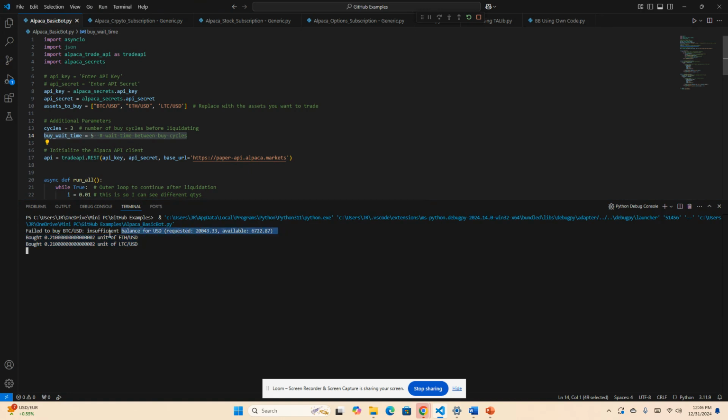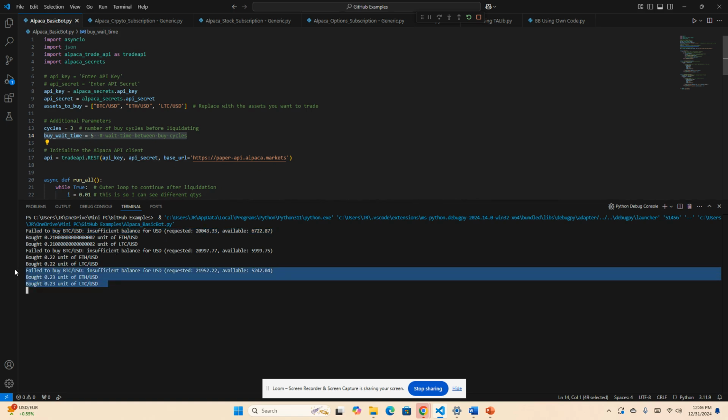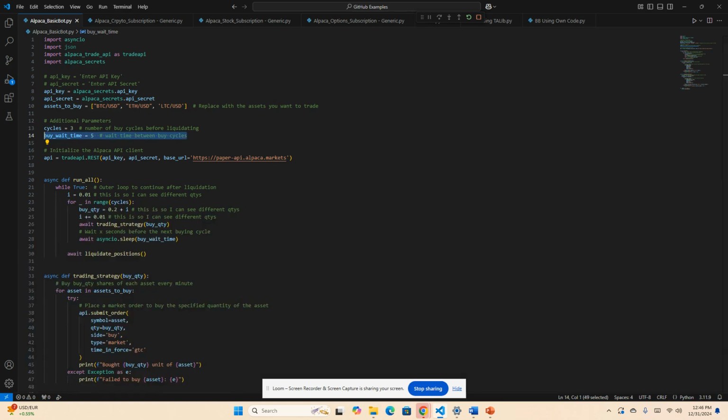So it didn't buy Bitcoin on the first round because my favorite trading account doesn't have the funds for it. But what you'll see is it's going to liquidate after this, and then it's going to buy it when it repeats, and that's what you have there. So that's the first example.